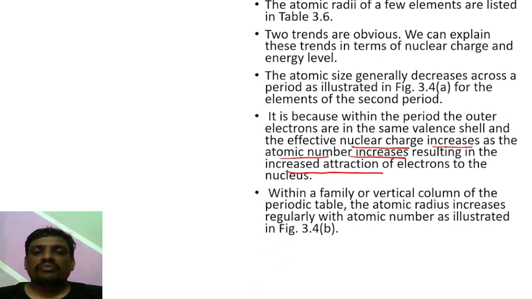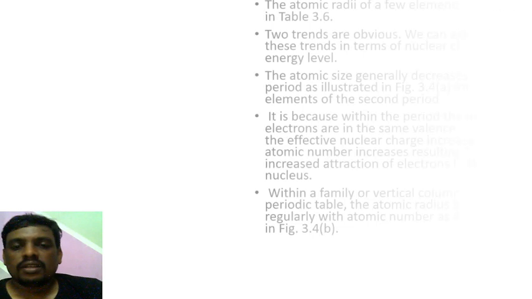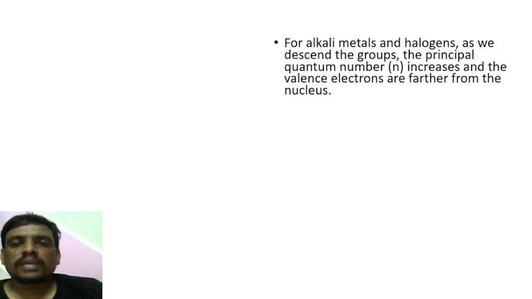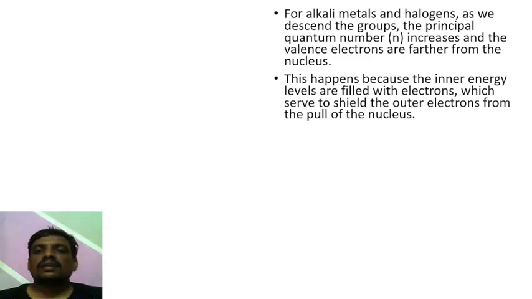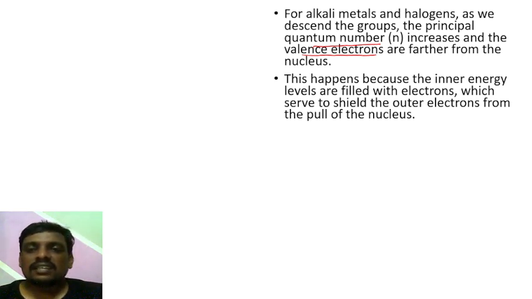Now, within a family or vertical column of the periodic table, atomic radius increases regularly with atomic number, as illustrated. For alkali metals and halogens, as we have discussed in the groups, the principal quantum number n increases and the valence electrons are farther from the nucleus.